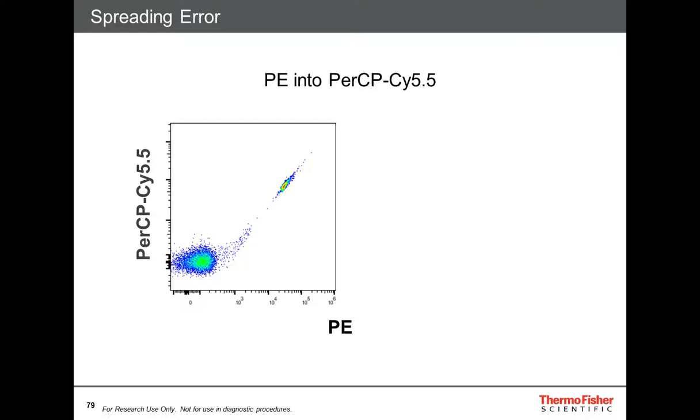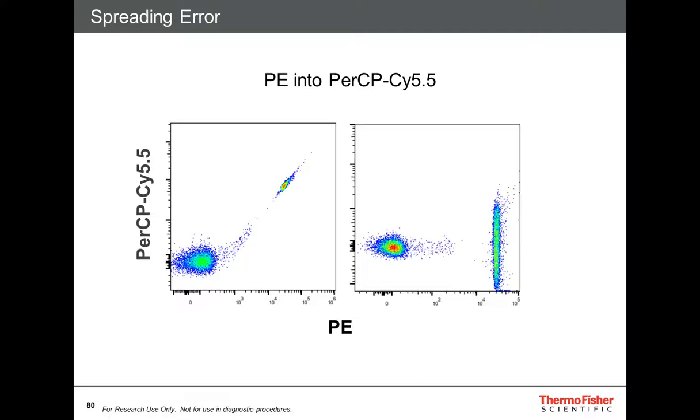But PE is also the place that accepts a lot of error from the other fluorochromes that you use on your cytometer. And I'll show you why. So here we have a PE single stain, and we're measuring that in PE and in PerCP-eFluor 710. Again, as each cell goes through the cytometer, it gets a value in every detector.